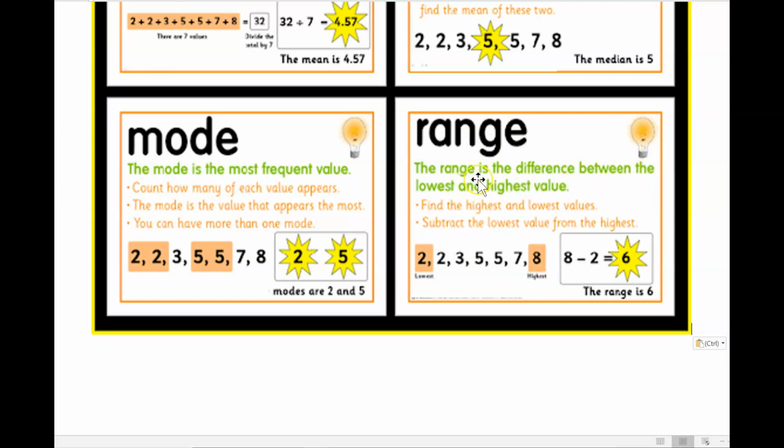The range is the difference between the lowest and highest values. So you're going to take the biggest number and subtract the smallest number, making sure that they're ordered from least to greatest. The biggest number is often called the maximum, and the smallest number is often called the minimum. So you'll see here, biggest number 8, minimum 2, 8 minus 2 gives you 6, the range is 6.